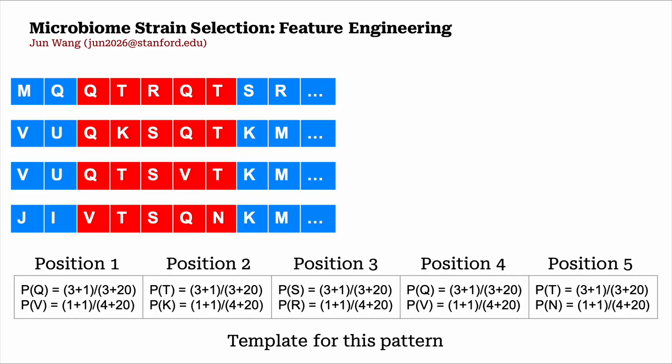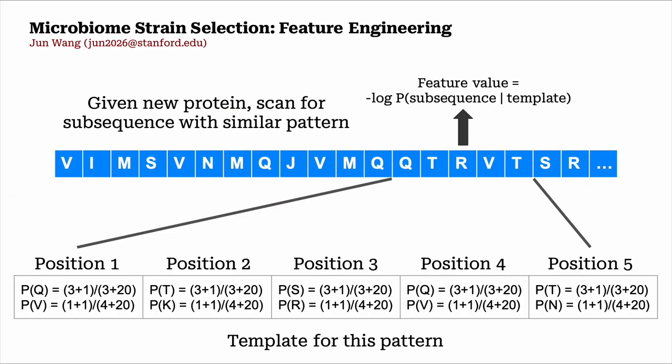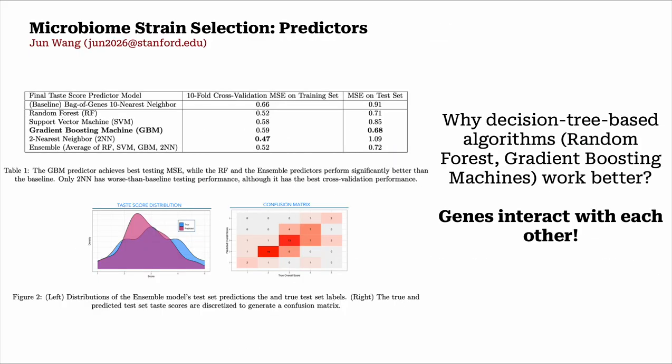So what we can do is build a template for this 5 amino acid subsequence pattern, where at each position, we give an estimate of the probability of each amino acid showing up in that position. Now, given a new protein, we can scan the sequence of this new protein to find subsequences with similar patterns. That is the basic idea of the feature extraction process.